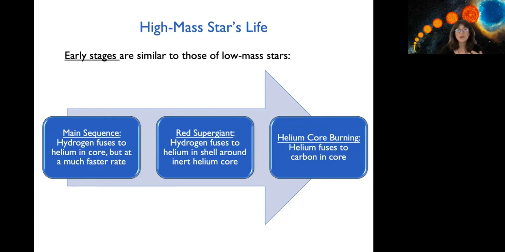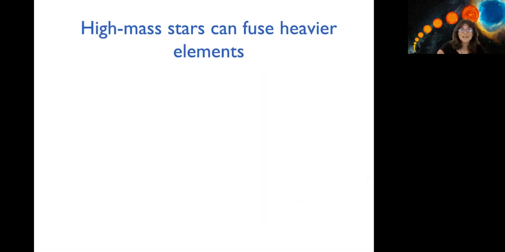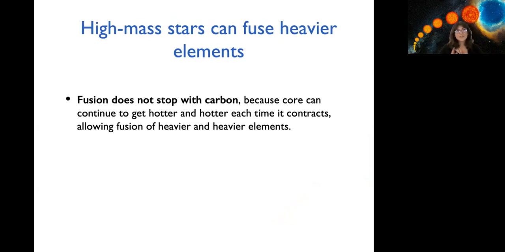So again, everything is just bigger, everything is just hotter. And then there is a brief period of time when helium can fuse in the core. So helium fuses to carbon in the core, very similar to low mass stars, just bigger. The difference, here's where they diverge. A low mass star, once all the helium becomes carbon, that's it.